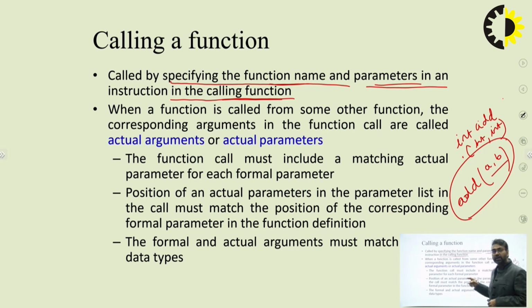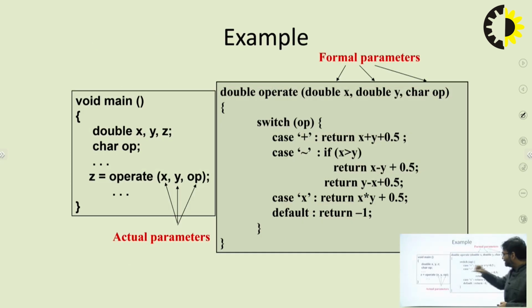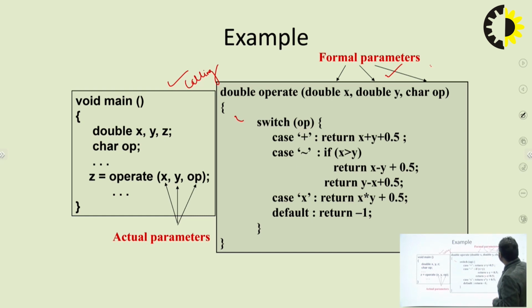At the time of calling, the values passed to the called function are termed actual arguments or actual parameters. So when a function is called from some other function, the corresponding arguments in the function call are called actual arguments or actual parameters. For example, this is our main function or calling function. This is our called function.